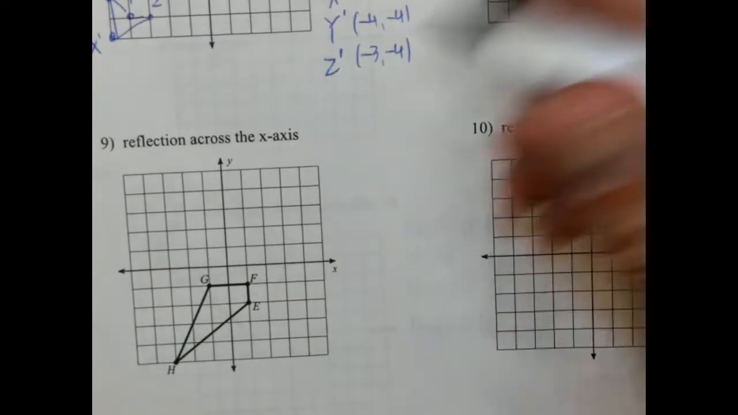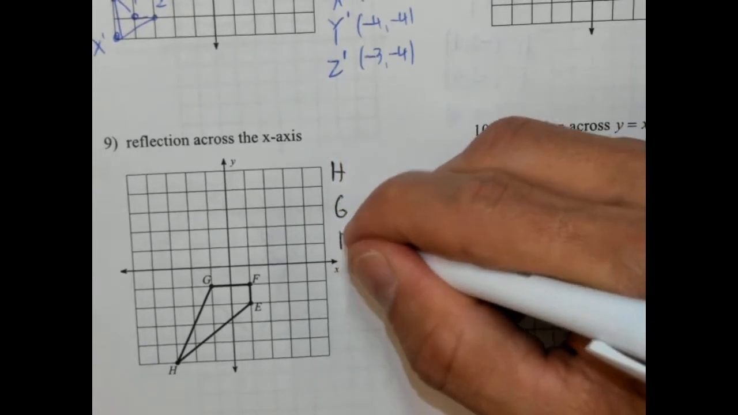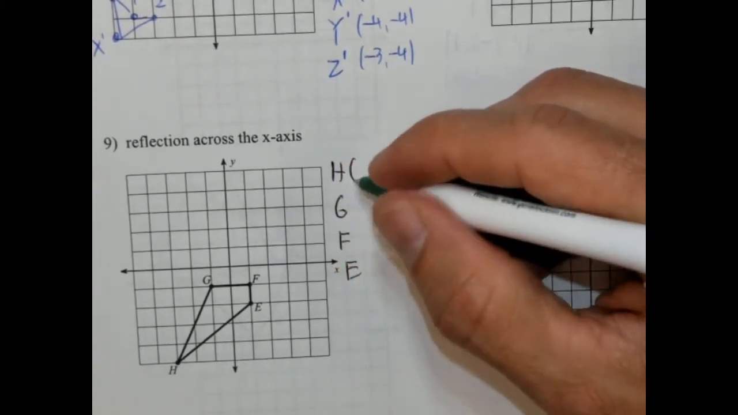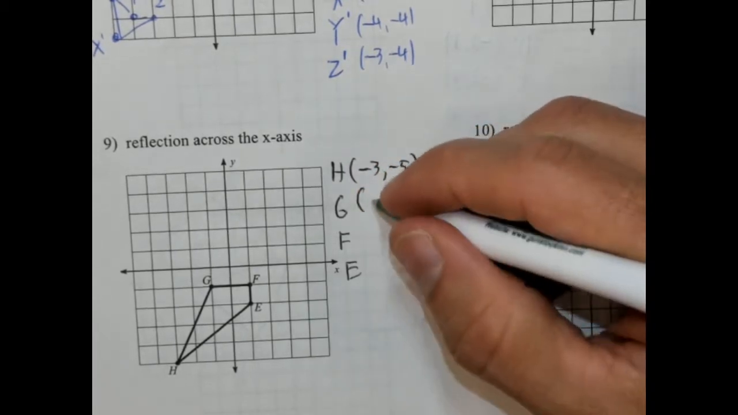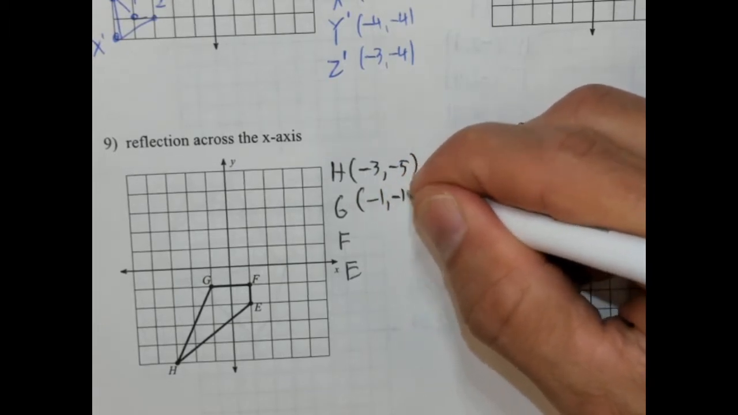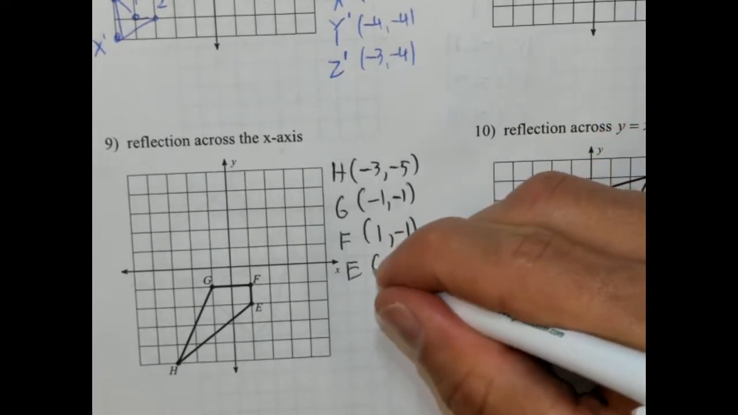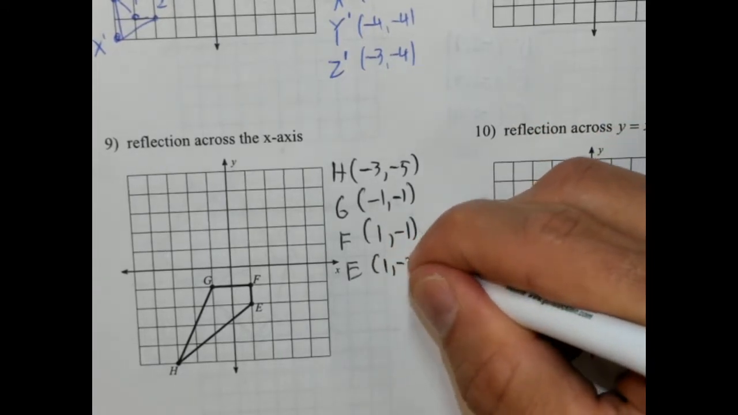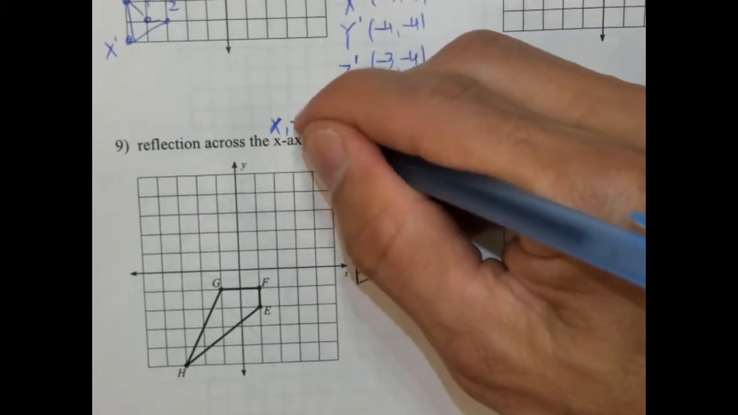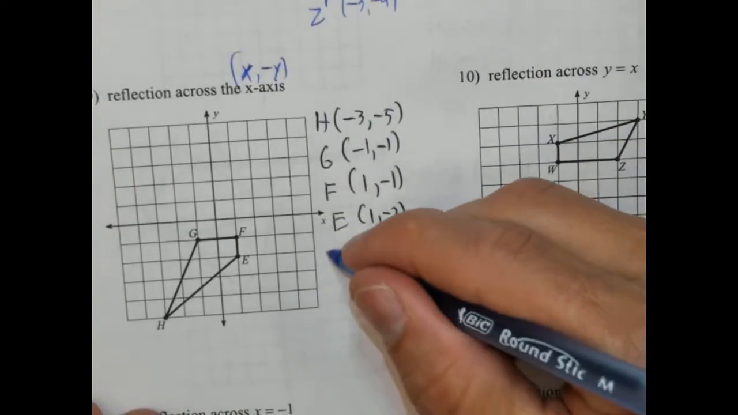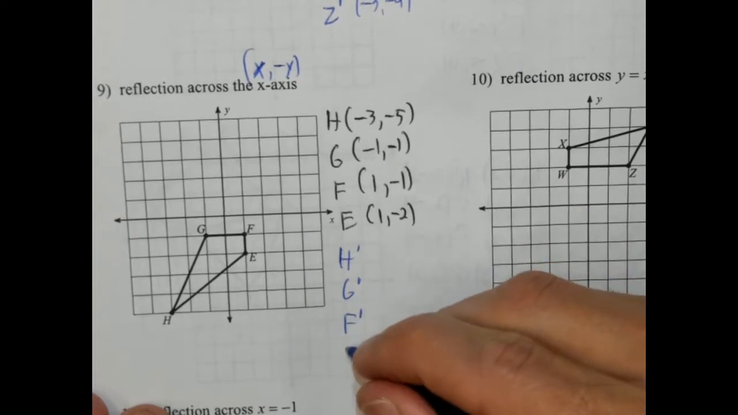So we're going to go ahead and write these again. So H, G, F, and E. So H is going to be negative 3, negative 3, negative 5. G is going to be negative 1, negative 1. F is going to be 1, negative 1. And E is going to be 1, negative 2. Okay. Let's go ahead and look at our rule here. So it's going to be x opposite y, just like the previous one. Okay. And we're going to go ahead and write H prime, G prime, F prime, and E prime.